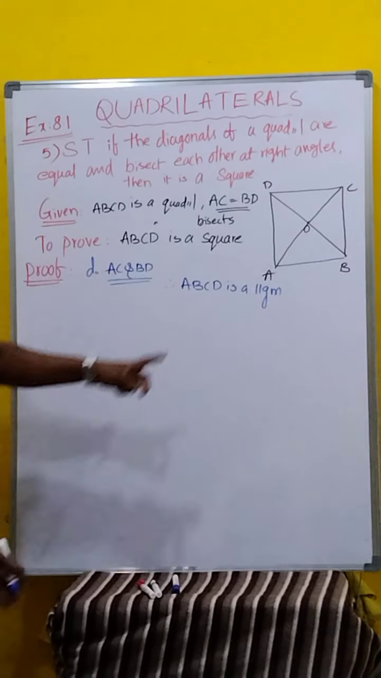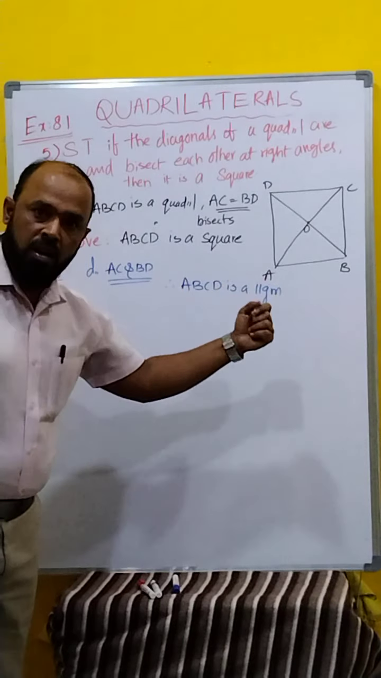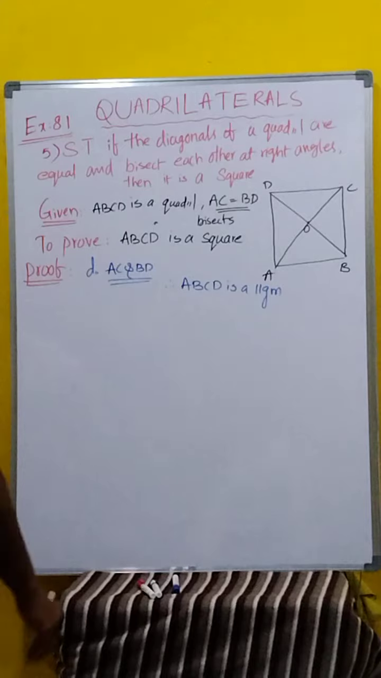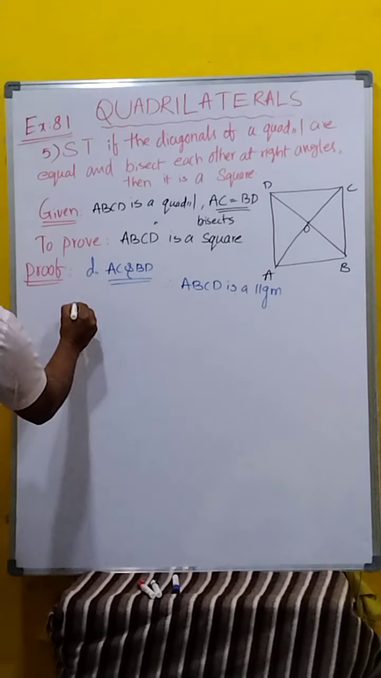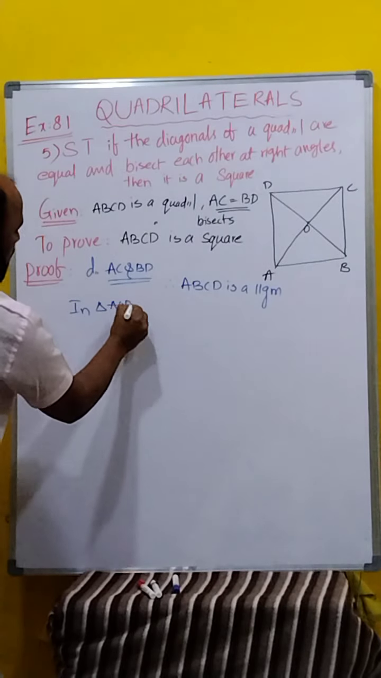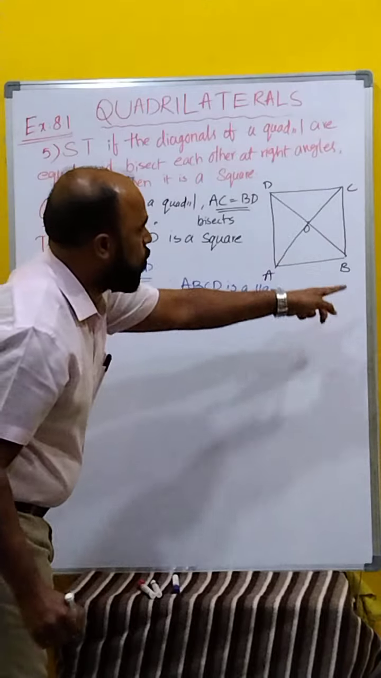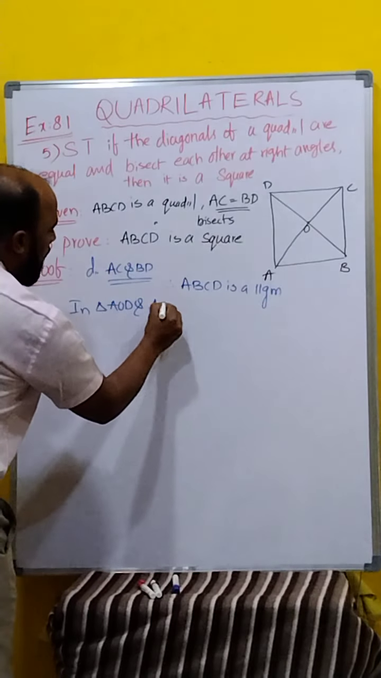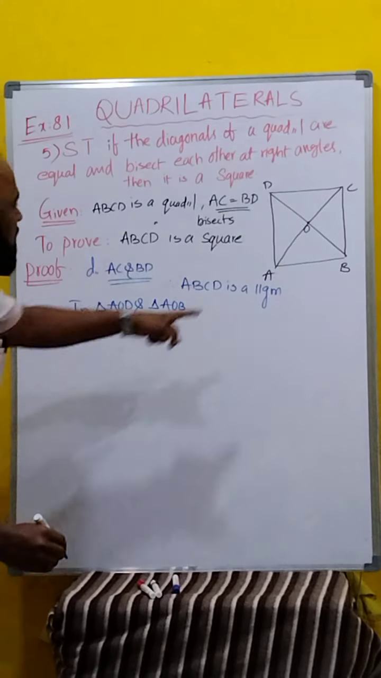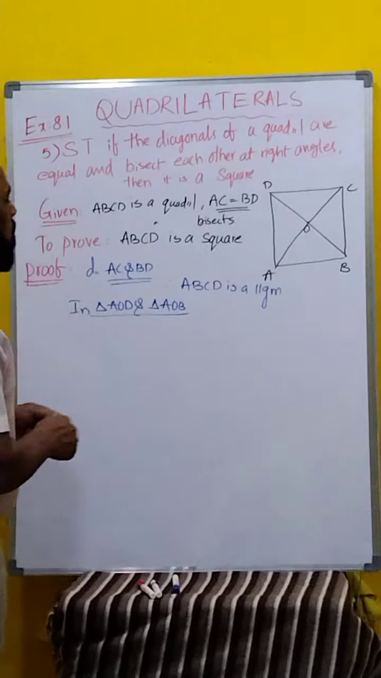In a quadrilateral, the diagonals are bisecting. Then assuming that ABCD is a parallelogram. You know it is a property. Clear children? Now after that, assume in triangle AOD and triangle AOB. These two triangles AOD and AOB, we have to prove both are congruent.